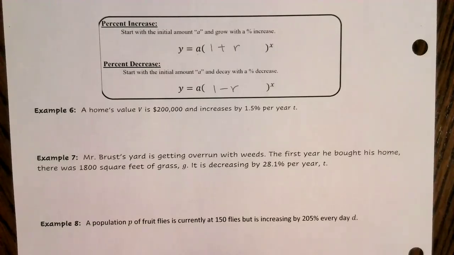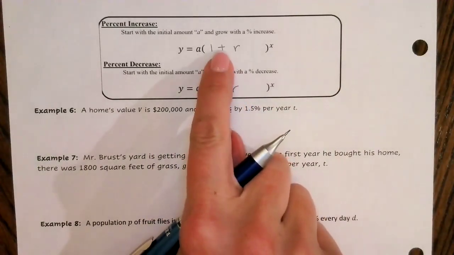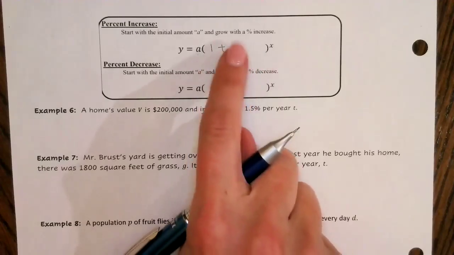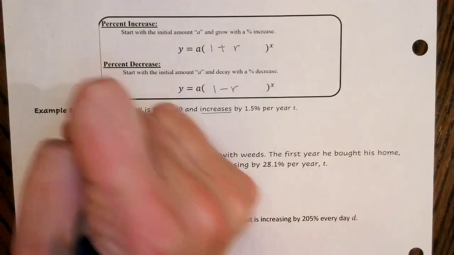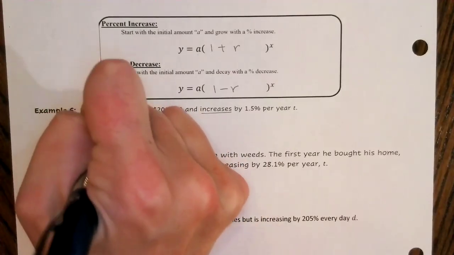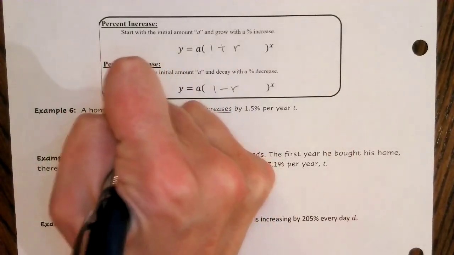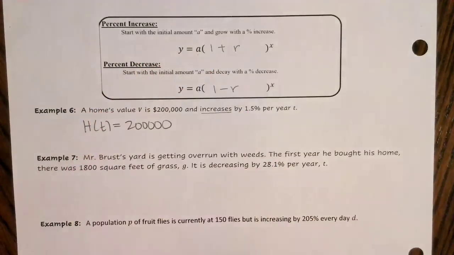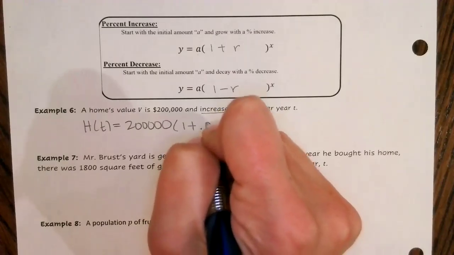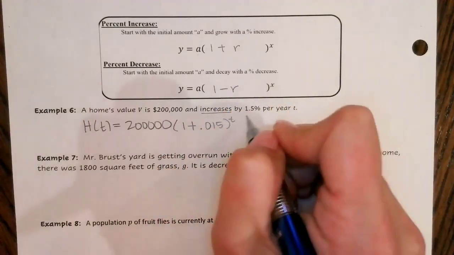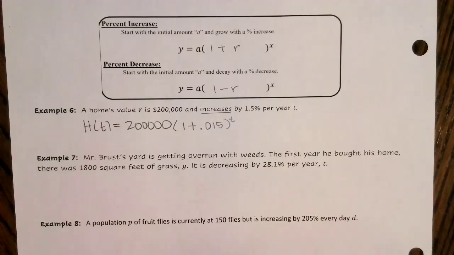A home's value, V, is 200,000 and increases by 1.5% per year. So there's that word increases, so I know I'm going to have the plus there. My growth factor is going to have to be greater than 1 for it to increase. So for my home's value here, we'll call that H of T. I would start with 200,000, that's my initial amount, and then it is 1 plus 0.015. Remember, you are moving that decimal over 2 places.